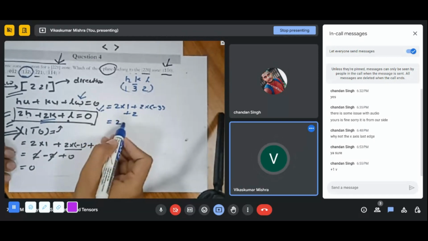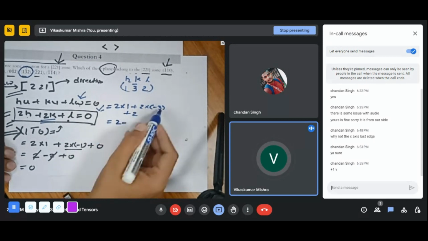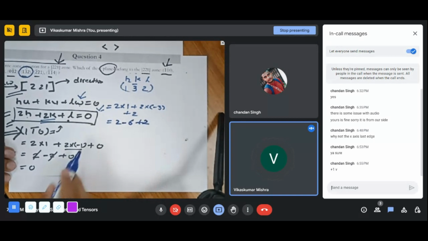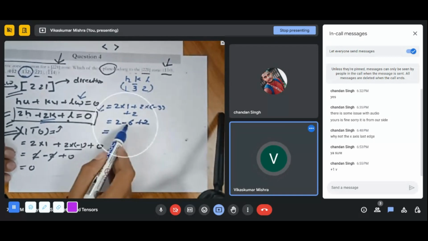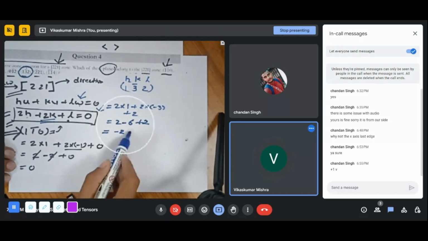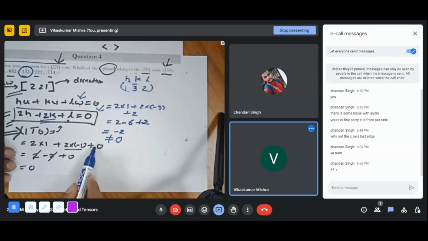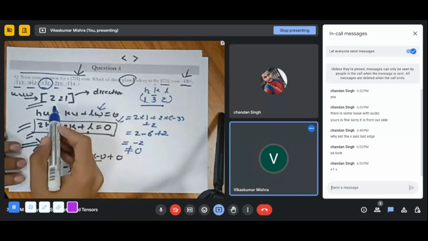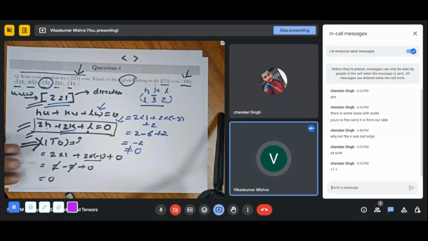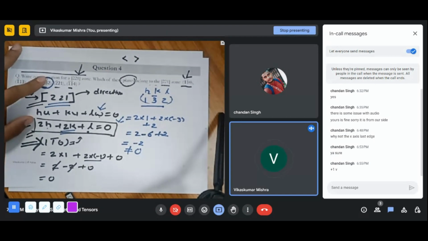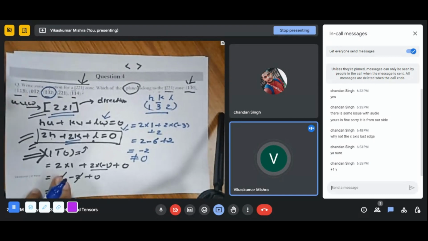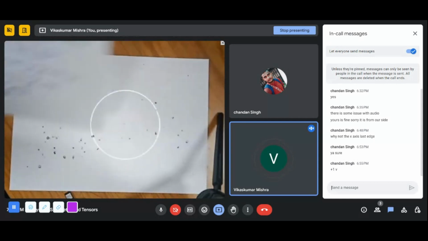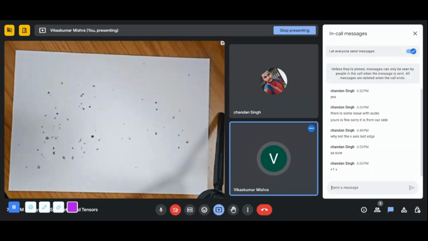So 2 ones are 2, plus, minus of 2 threes are 6, and plus 2. What we can see is 2 plus 2 is 4, minus 6, that is minus 2. So it is not equal to 0. So this plane 1 3 bar 2 does not belong to the 2 2 1 zone axis, and that's how we can solve all these types of questions. With that we solved question number 4. If you have any doubt, please let me know in the comment section, or you can unmute yourself. In the meantime, if there is no doubt, we can proceed to question number 5.